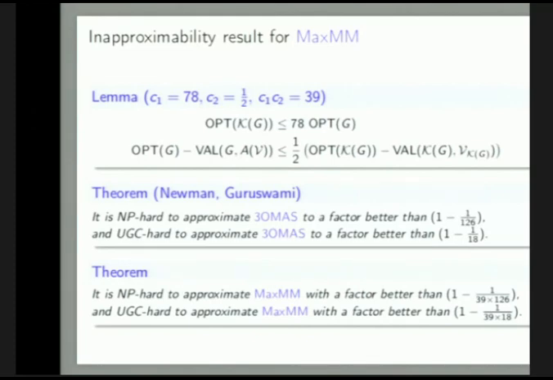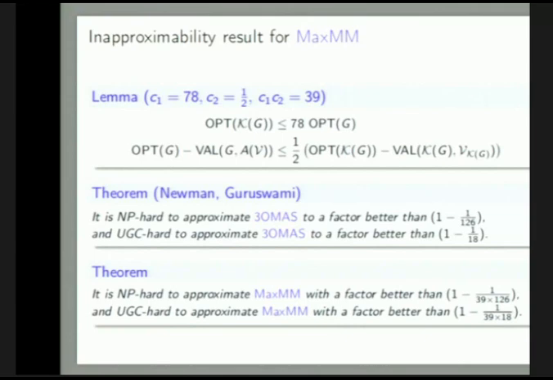once you have that, you now use what you already know about 3-O-MAS. 3-O-MAS is max acyclic subgraph restricted to degree 3 oriented graphs. This is already known from Newman and Guruswami. It's NP-hard to approximate 3-O-MAS to a factor better than 1 minus 1 over 126, and it's UGC-hard to approximate 3-O-MAS to a factor better than 1 minus 1 over 18. UGC is the unique games conjecture. So assuming that this conjecture is true, then you can attain stronger hardness results. It's not known either way whether this is true or false.